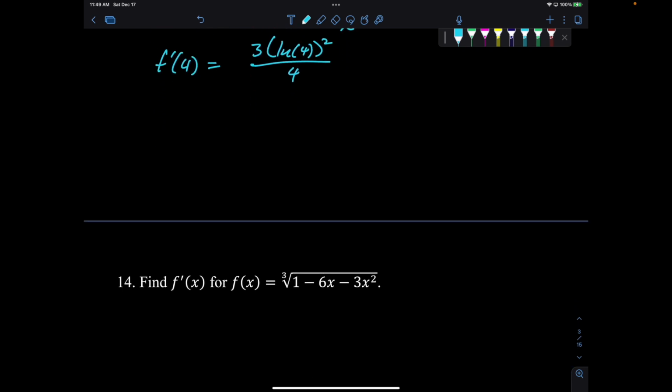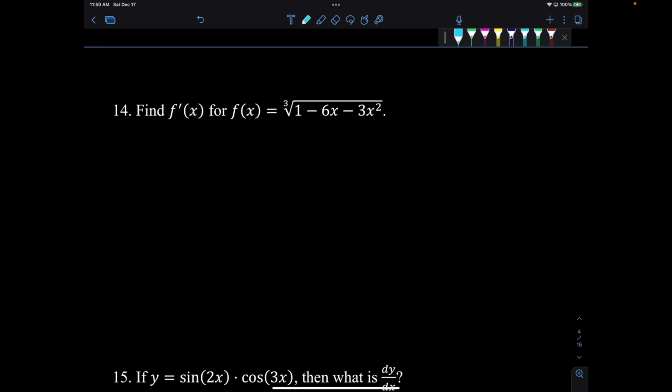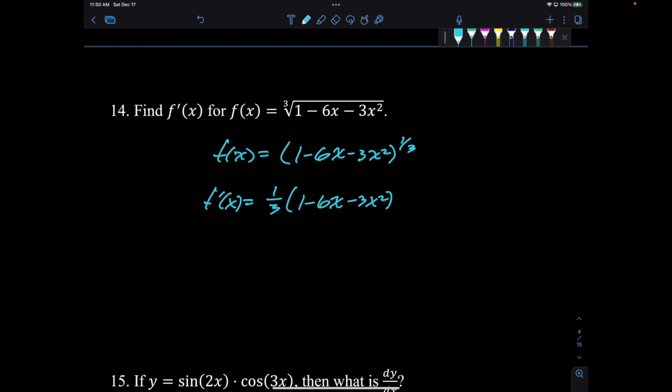All right, next. We want to find f prime for f of x equals the cube root of 1 minus 6x minus 3x squared. I'm a big advocate of getting rid of radicals. I like to use rational exponents every chance I get. So f prime: the derivative of something to the 1/3 is 1/3 that thing to the negative 2/3, right? Bring it down, subtract 1, times the derivative of that thing.